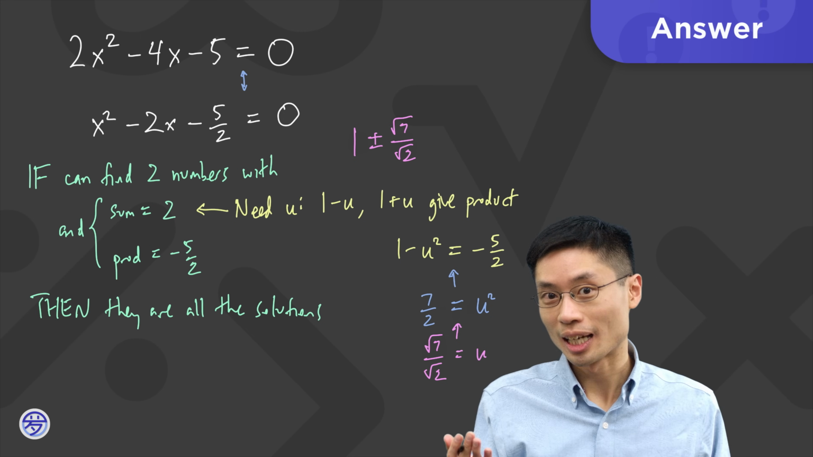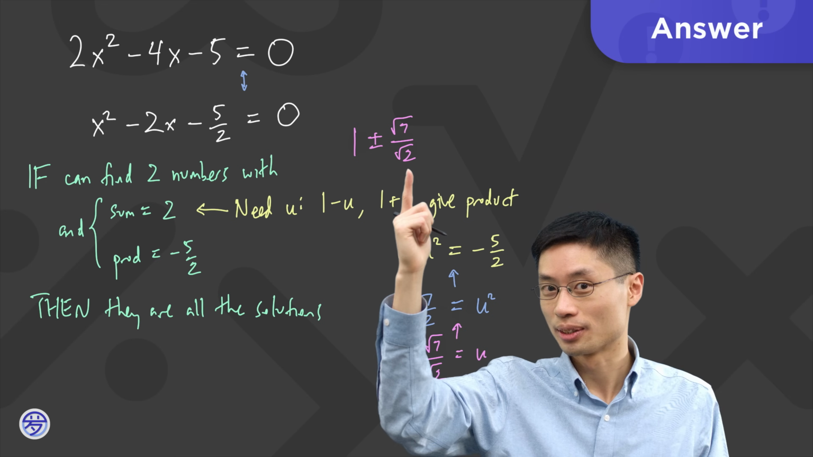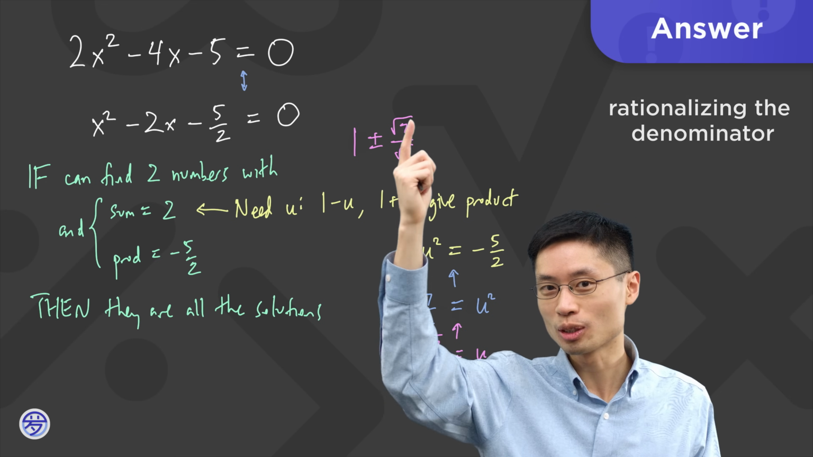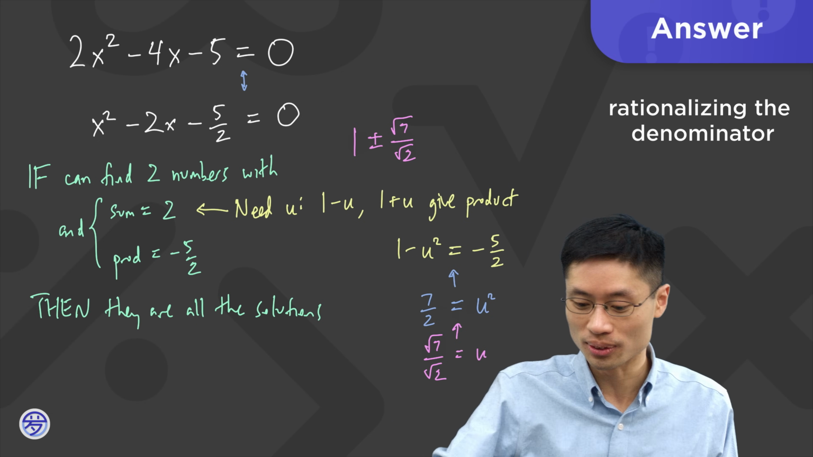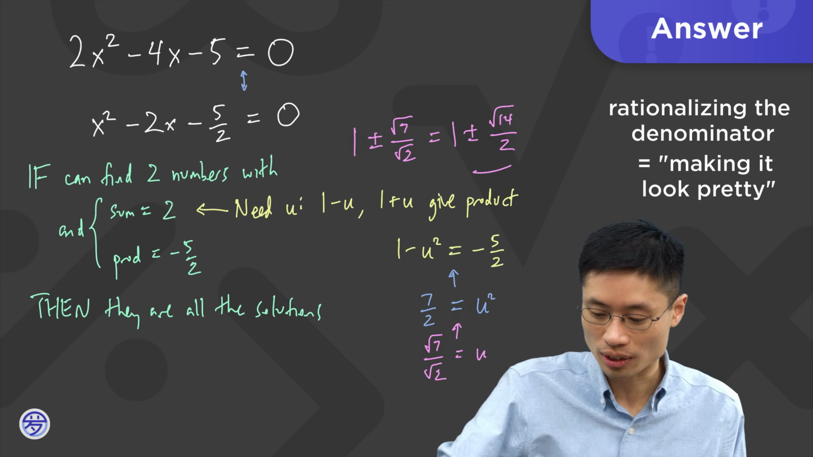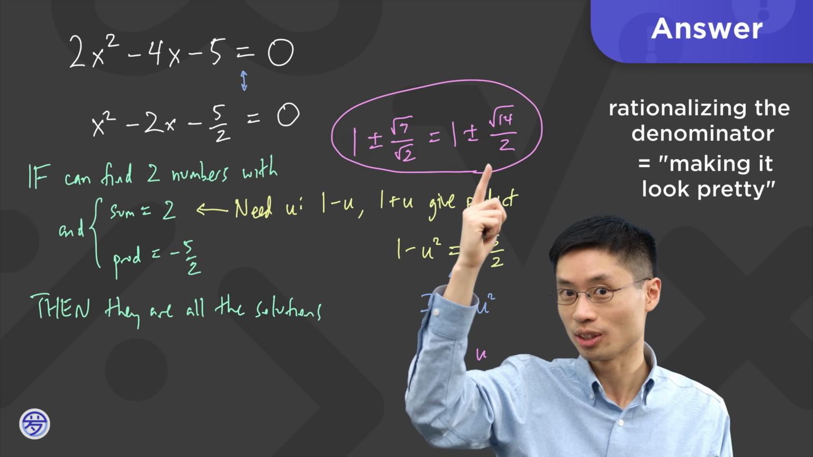I will say that sometimes people prefer to write this in a little bit more pretty way, where you don't have a square root in the denominator. That's called rationalizing the denominator. And if you multiply the top and the bottom of this fraction by root 2, that's the same as 1 plus or minus root 14 over 2. Both of these are actually the correct answer. It just depends on whether you're supposed to give your answer in a form that has no square roots in the denominator.